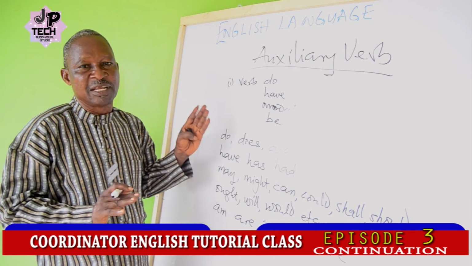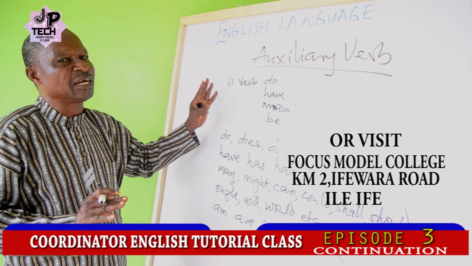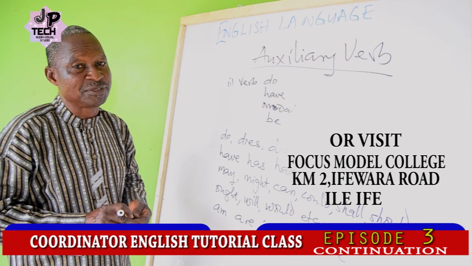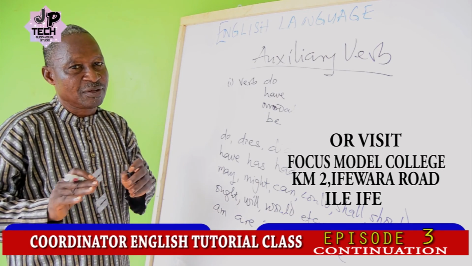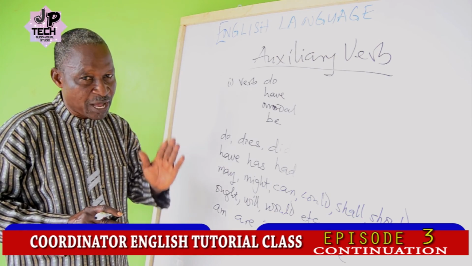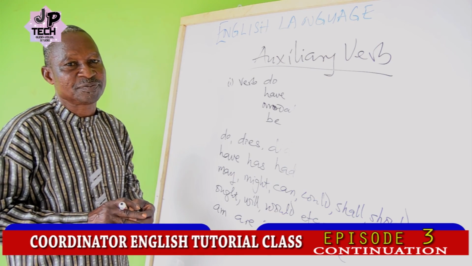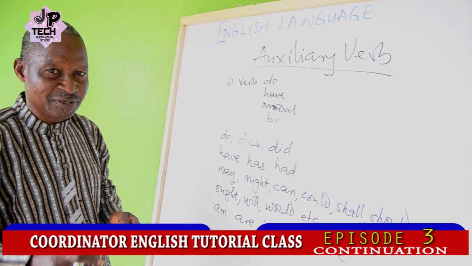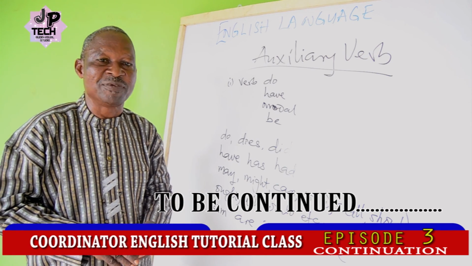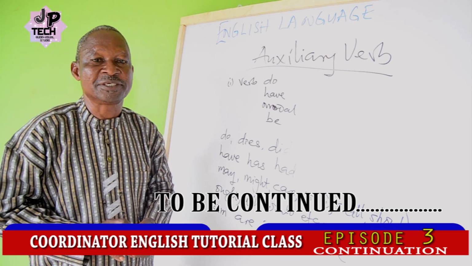So see auxiliary verbs. Take note. Auxiliary verbs, once again, are helper verbs. They are verbs that help participles, whether present participle or past participle. You will understand more if you can avail yourself of the opportunity of having first-hand English grammar per se.